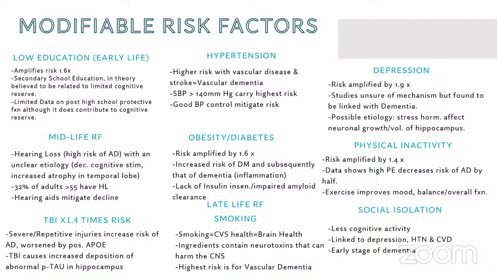Physical inactivity was found to amplify the risk by 1.4, and data shows that high physical activity decreases the risk of Alzheimer's disease by half. Exercise also improves mood, balance, and overall risk. Social isolation causes less cognitive activity, and it's also linked to depression, hypertension, and cardiovascular disease, each of which on its own carries a risk for Alzheimer's disease.